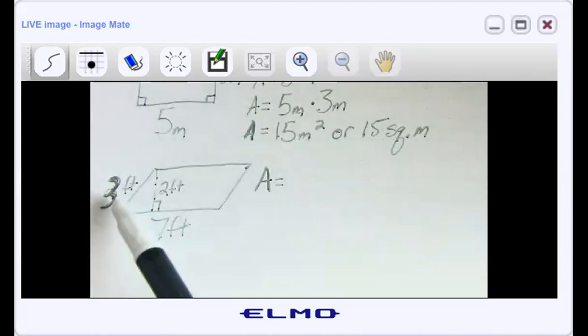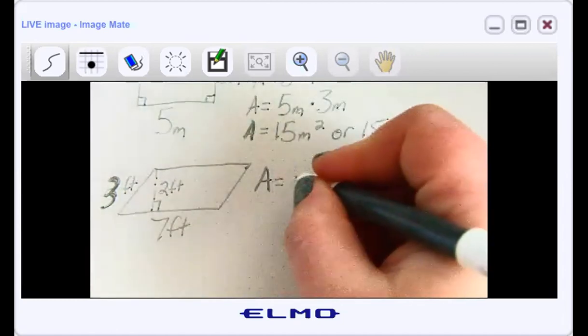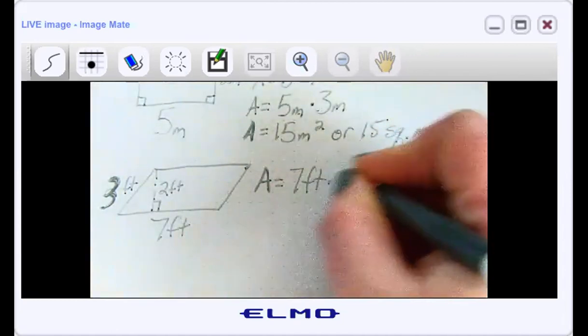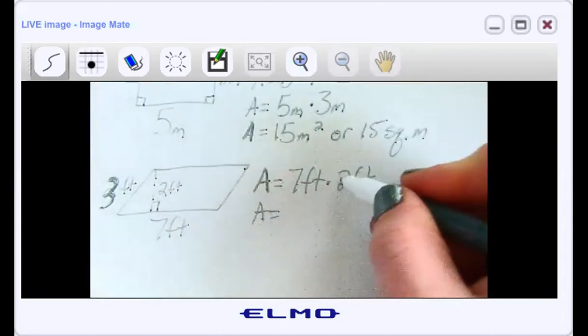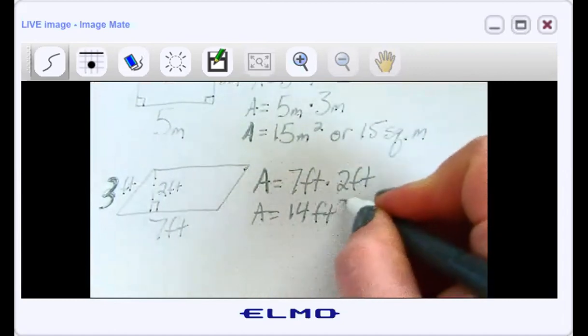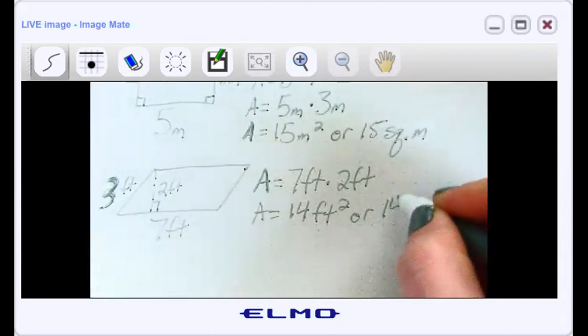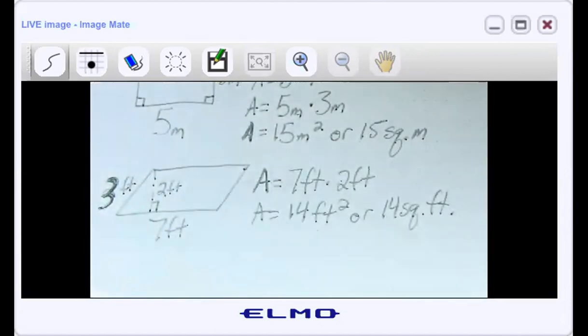Don't get confused by this over here. You don't need that for anything. Well, you would need it for perimeter if I was asking for perimeter, but I'm not. Base and height have to be the two that are perpendicular to each other. So it's just 7 times 2. 7 feet times 2 feet gives me 14. And then feet times feet is feet squared, or 14 square feet. However you want to say it, it really doesn't matter. That's totally up to you.